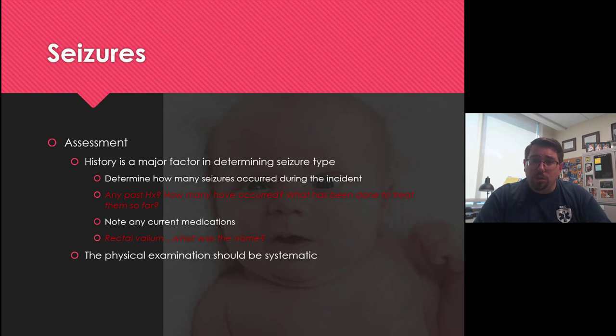Oftentimes, parents who know that their child has a history of seizure activity will actually have a rectal Valium administration set to stop those seizures. We want to make sure that the parent gave the correct amount and didn't give too much of that medication, as that can cause a lot of side effects as well. Make sure that you know the medications that they may be on, and rectal Valium is one of those ones that you'll typically see.